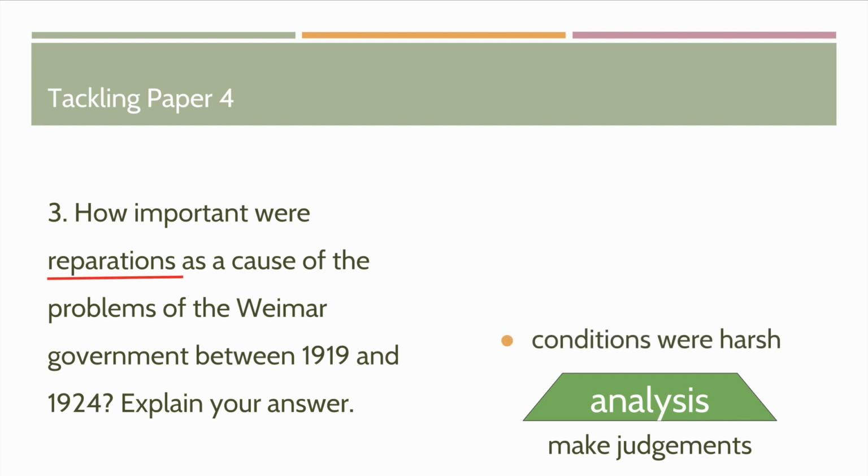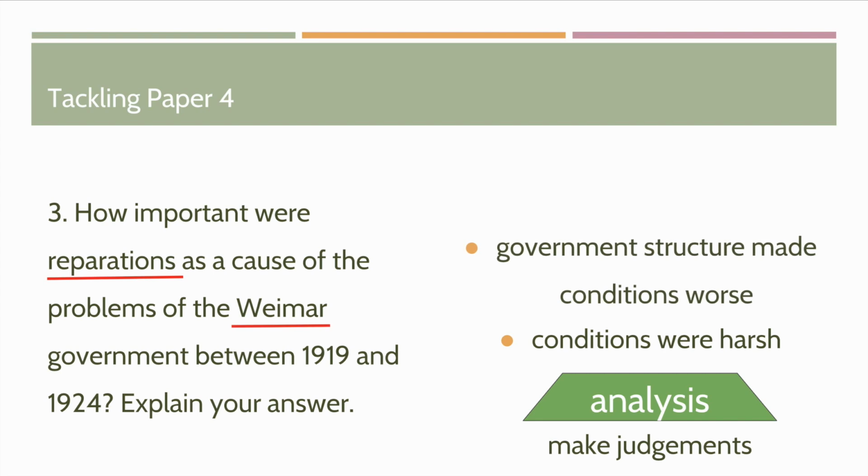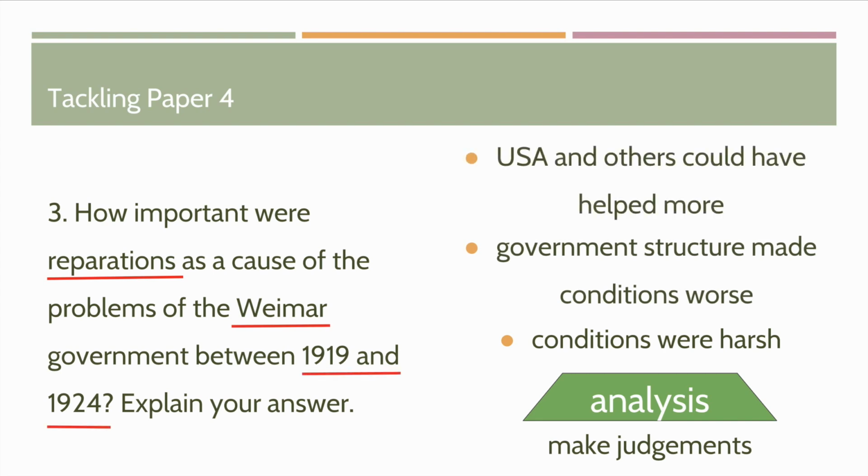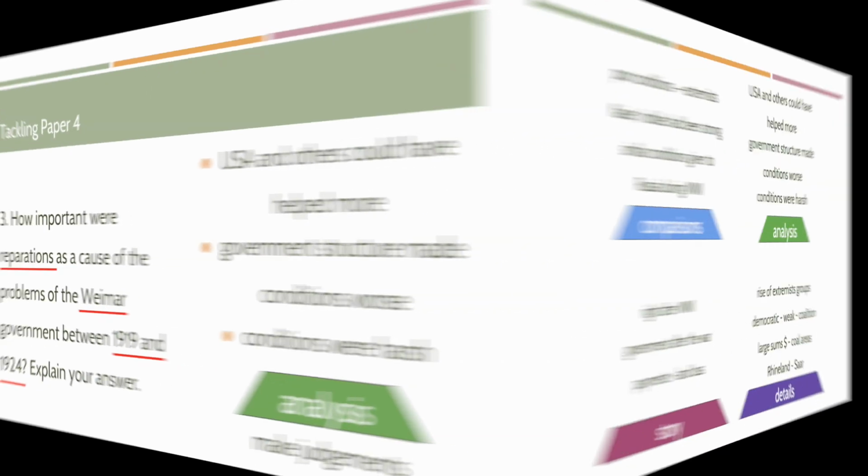What can we say about reparations? As a judgment, we can say that they were very harsh. The Weimar government structure made conditions worse. And in this period after World War I, the USA and others could have helped Germany more in order to lessen the problems that they had.